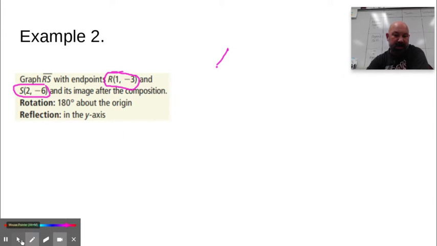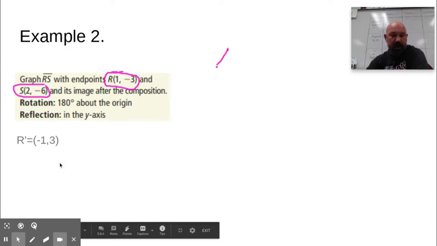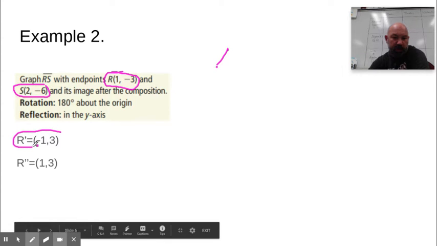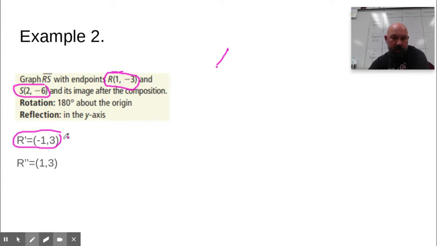So how does that look? The first part, when I take R and rotate it 180 degrees, I change the signs. So it becomes -1, -3. Then I need to reflect it in the y-axis. So you need to go back to your notes in 4.2 and recognize that when we reflect something, we change the sign of the x. So here is what we got first. This is the rotation. You take your original point, rotate it 180 degrees. Then you reflect that point to be here.